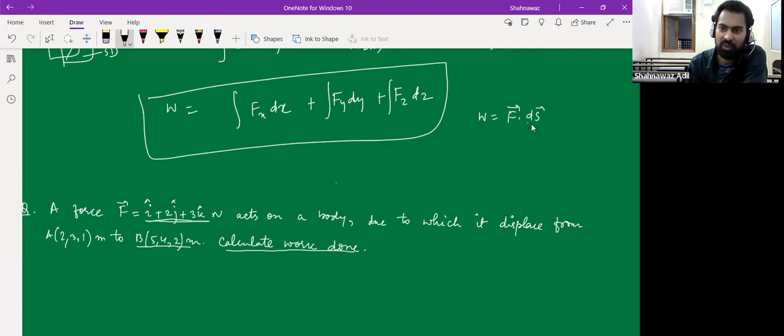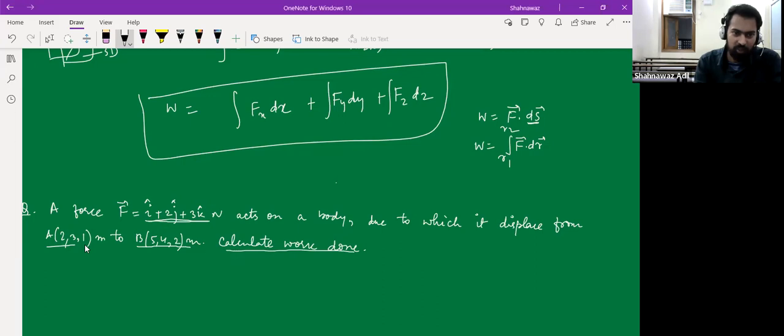ds is the displacement. And if this would have been the variable force, then we should apply this, from R1 to R2. So let me calculate first. This is the position that it has displaced from. So firstly it was here.